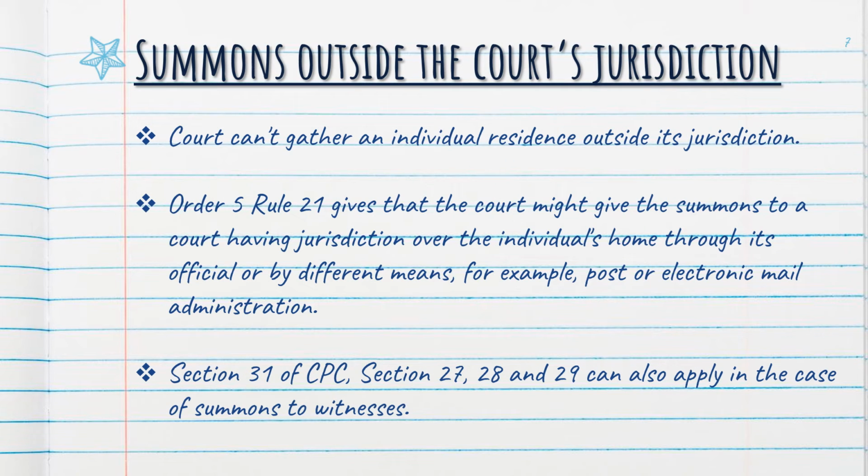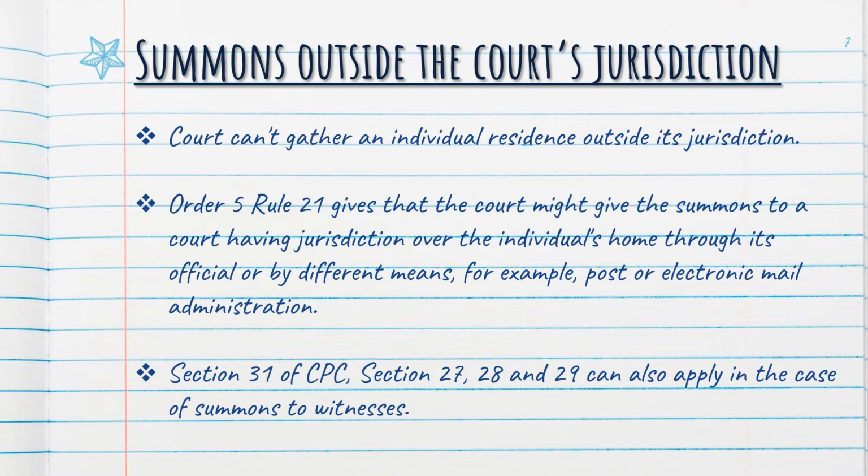Summon outside the court's jurisdiction. The court cannot summon a person residing outside its own jurisdiction. In that case, Order 5 Rule 21 provides that the court may issue the summon to the court having jurisdiction over the person's residence, through its officer, or by other means such as by post or electronic mail services. Then Rule 23 enables the court to which the summon is sent to serve the summon.